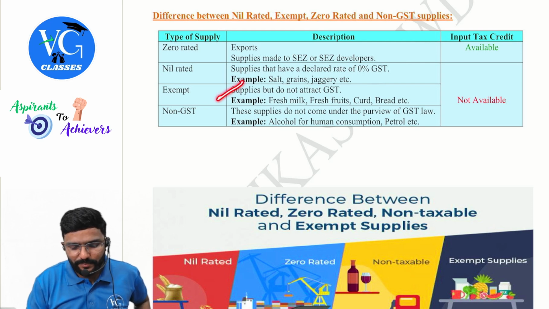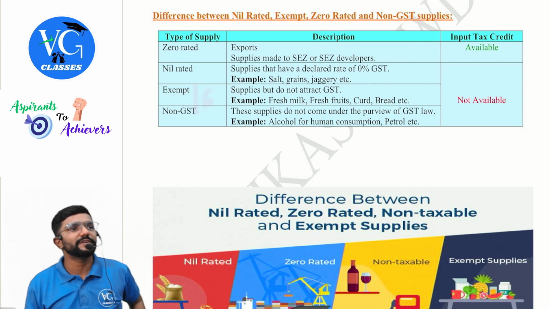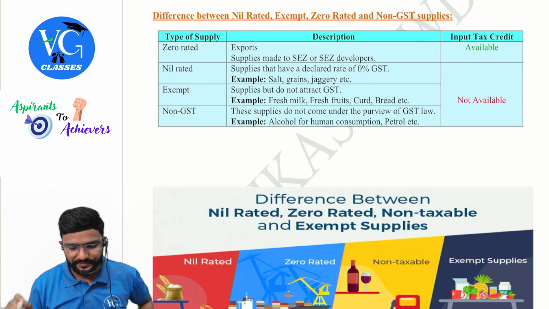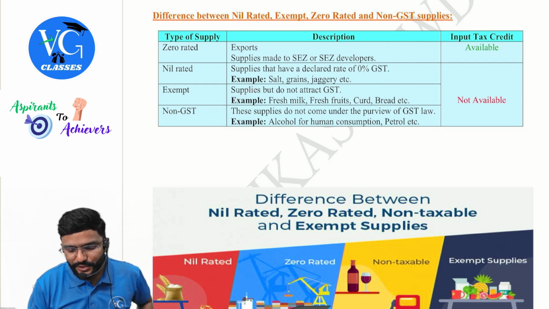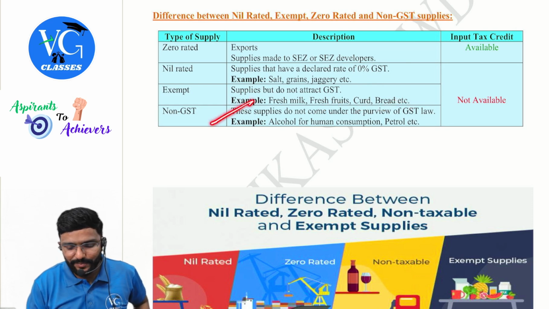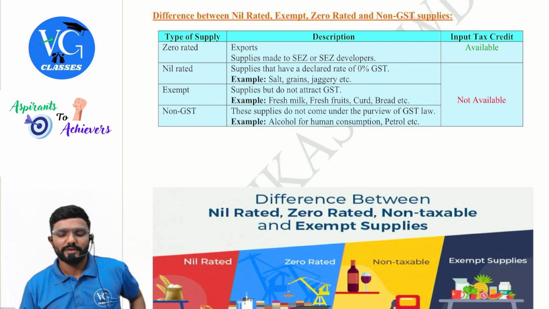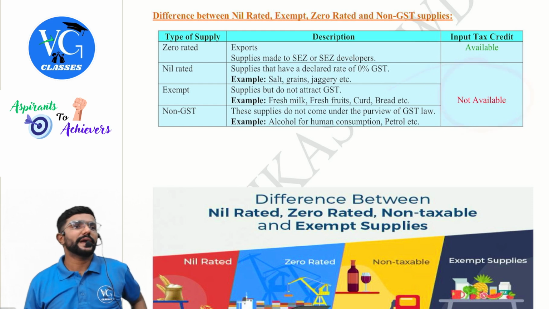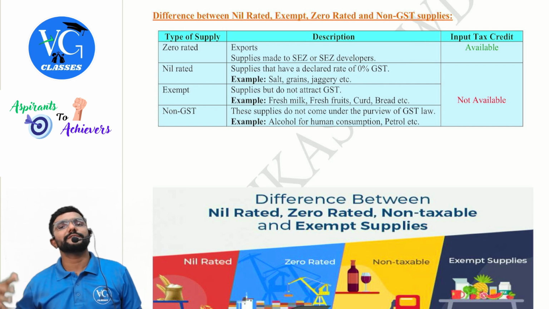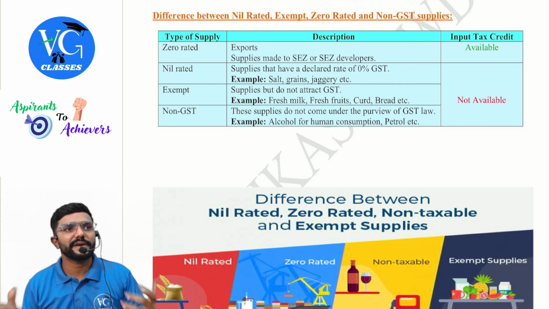Then exempt means what? Supplies but do not attract GST. Where is it given? Section 11 of CGST Act or Section 6 of IGST Act. Example, fresh milk, fresh fruits, curd, bread, etc. Next, non-GST. These supplies do not come under the purview of GST at all. That is alcohol or petroleum products. On any of these, I cannot claim ITC. Means if my outward supply is nil rated or exempt or even non-taxable supplies, on my inward supply, I cannot claim credit, guys.